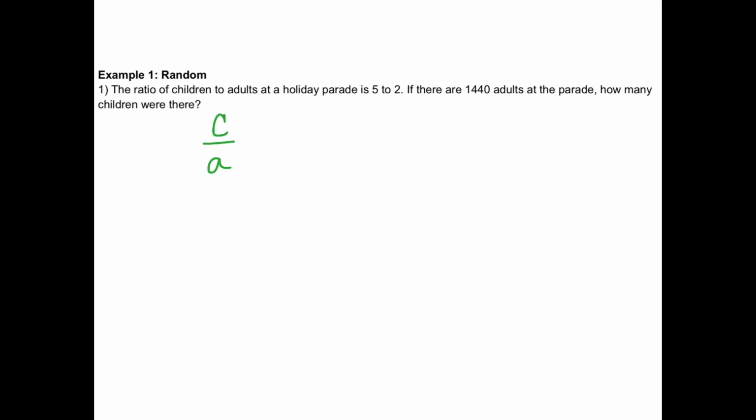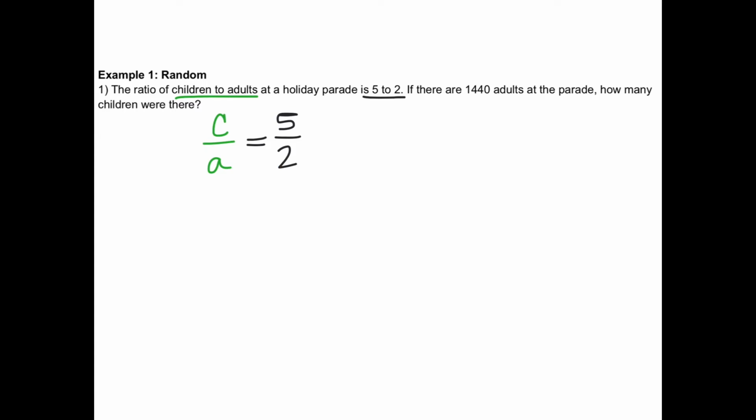I'm going to put it as a fraction because I'm going to be using proportional relationships here. Writing it as C:A is not wrong to represent this relationship, but it's not going to help me mathematically. So if I have C to A, I just set that equal to this 5:2. The order matters. So children to adults is 5:2. I hope that makes sense for this situation, that there's a holiday parade. There's going to be more kids than there are adults.